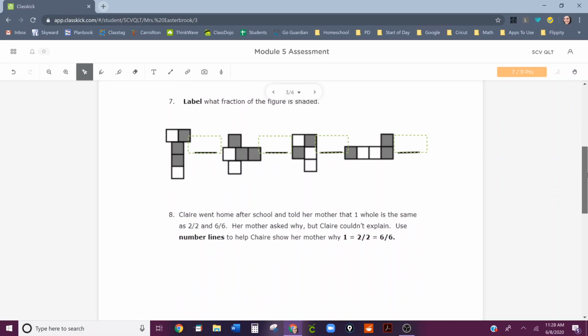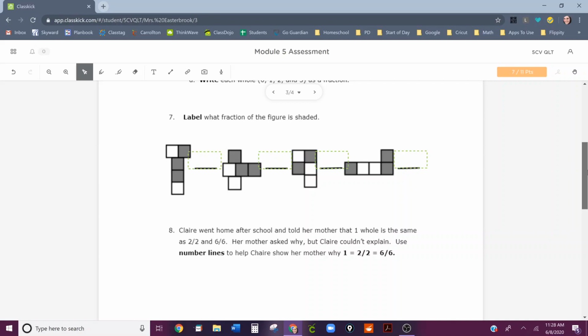Number 7, label what fraction of the figure is shaded. So for this one, there's 1, 2, 3 pieces shaded out of 1, 2, 3, 4, 5. 3/5 shaded. Over here, still 3 pieces shaded. 1, 2, 3, 4, 5 out of 5. Same fraction, 3/5. What you notice is that even though those both represent the same fraction, the shape is different. So you can have the same fraction in different shapes.